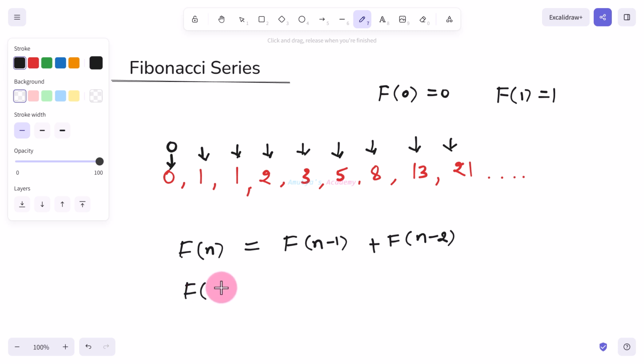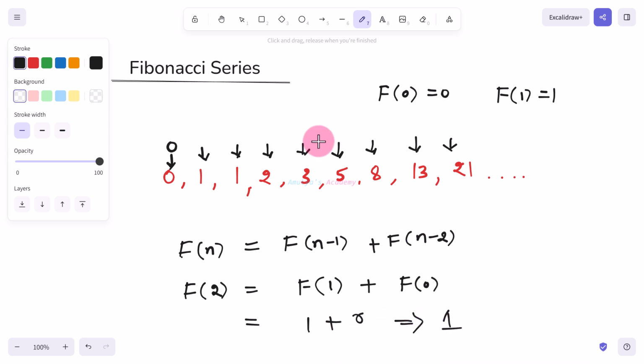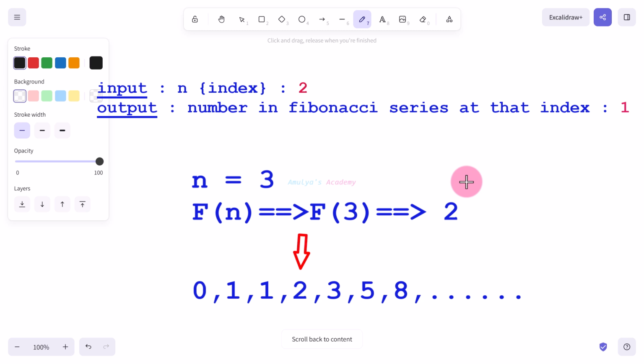For example, if I want f of 2, that is actually f of 2 minus 1, which is f of 1, plus f of 2 minus 2, which is f of 0. F of 1 is 1 plus f of 0 is 0, so the value is 1. Here you can see the number at the second position in this series is 1. Here, the input of our program is the n value and the output is the Fibonacci number at that position. For example, if n is equal to 2, we get the Fibonacci number at the second position.